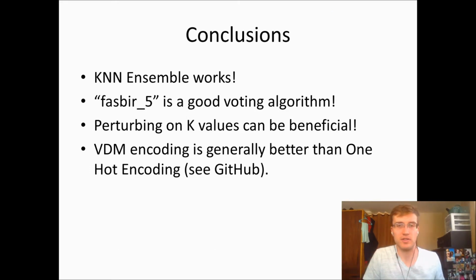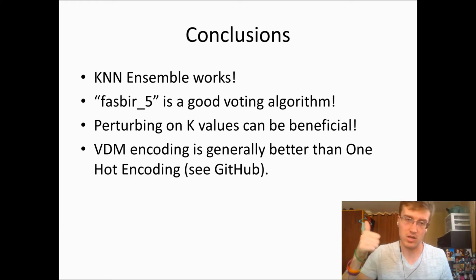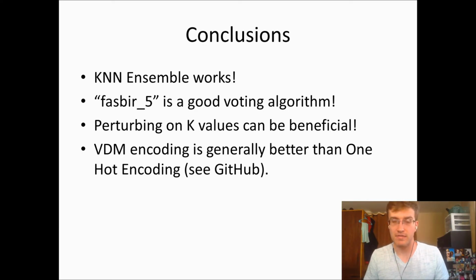All right, so what are the conclusions we have here? One, you can create an effective KNN ensemble. Awesome. FASPR5, as I called it, I already explained what that is. Not gonna say it all again. It is excellent. Perturbing on the k-values can be beneficial, depending on your other hyperparameters and specifically your voting mechanism, we've seen, but it can often be beneficial.